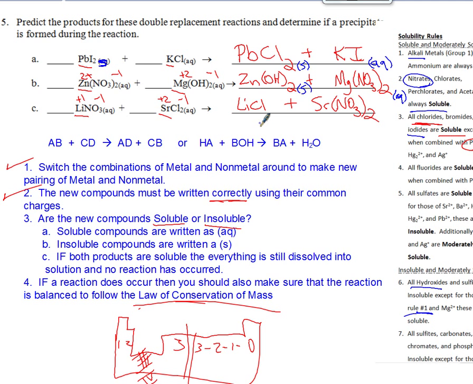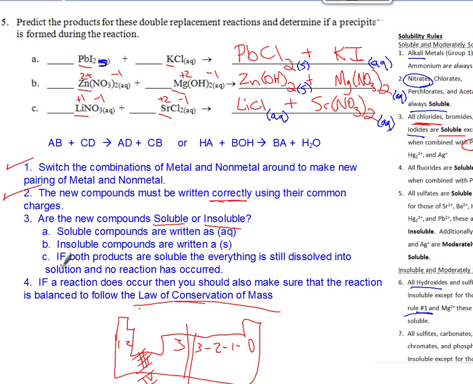Lithium chloride. Lithium's an alkali metal. Chlorides are always soluble, except for lead, mercury, and silver. Lithium is neither of those, so this is aqueous. Strontium nitrate. Nitrates are always soluble. This is aqueous. Whoa! One of those is not like the other. Which of these 3 reactions is different than the other 2? That's right. 5C, the third one, both compounds are aqueous.